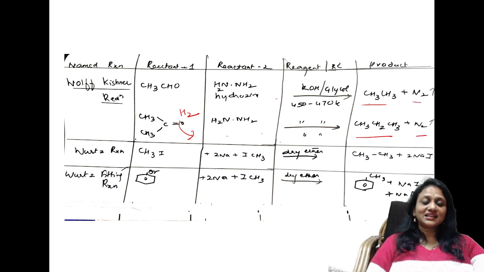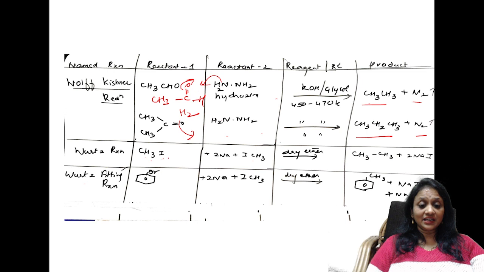When I take acetaldehyde, same thing students, you have CH double bond O and H. So oxygen is removed, check carefully, oxygen is removed and the hydrogen is added here. So you will get alkanes. When I take Wurtz reaction and Wurtz-Fittig reaction, simple. Wurtz reaction is a combination of two aliphatic alkyl halides in the presence of sodium and dry ether to prepare alkanes.